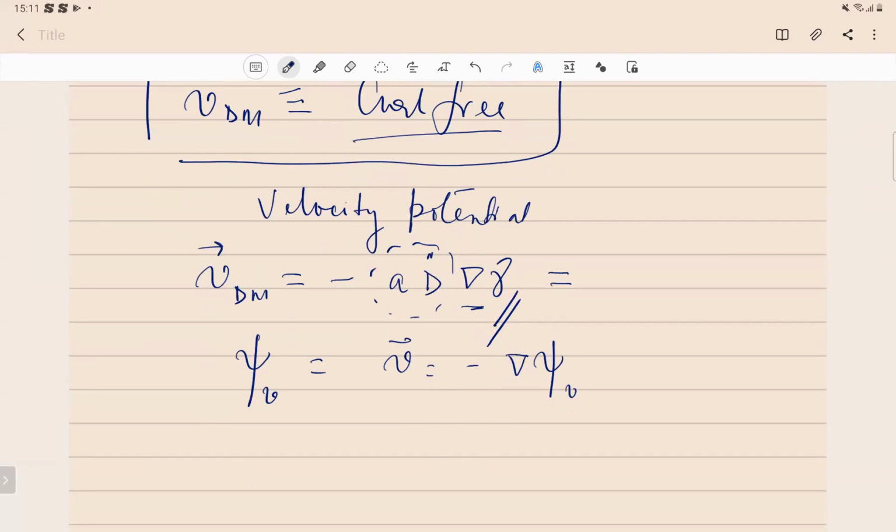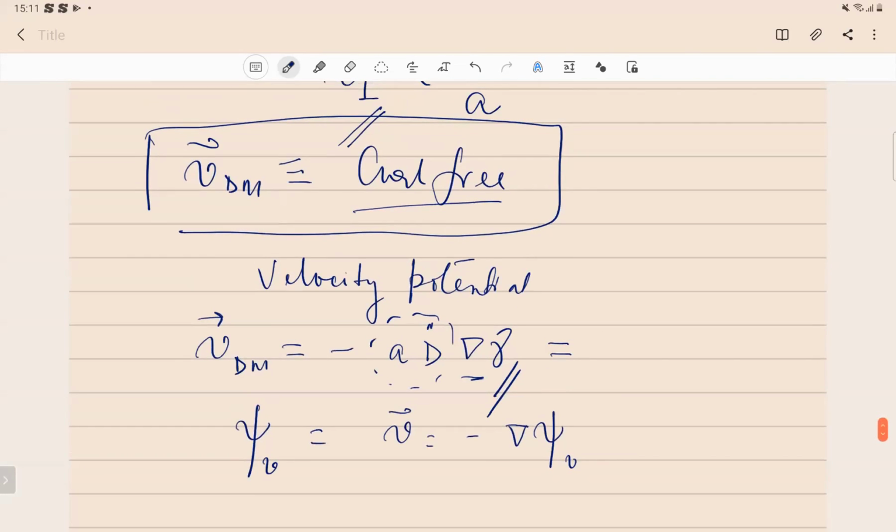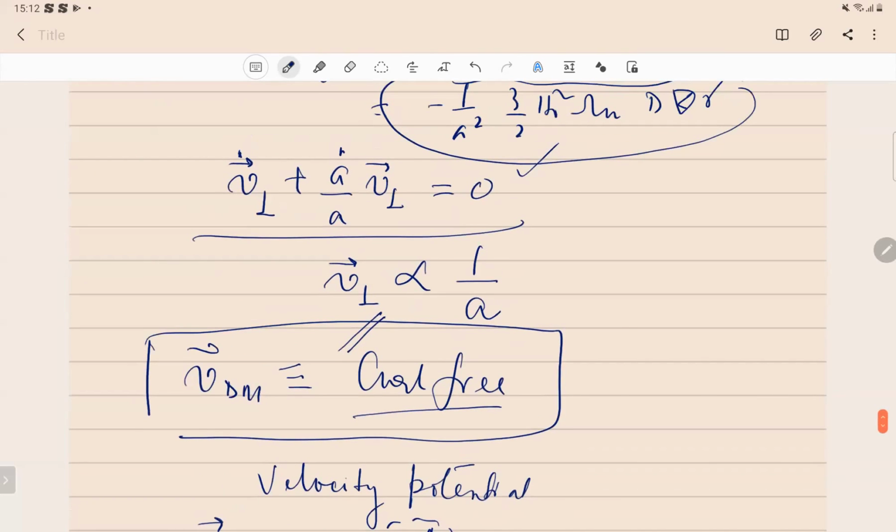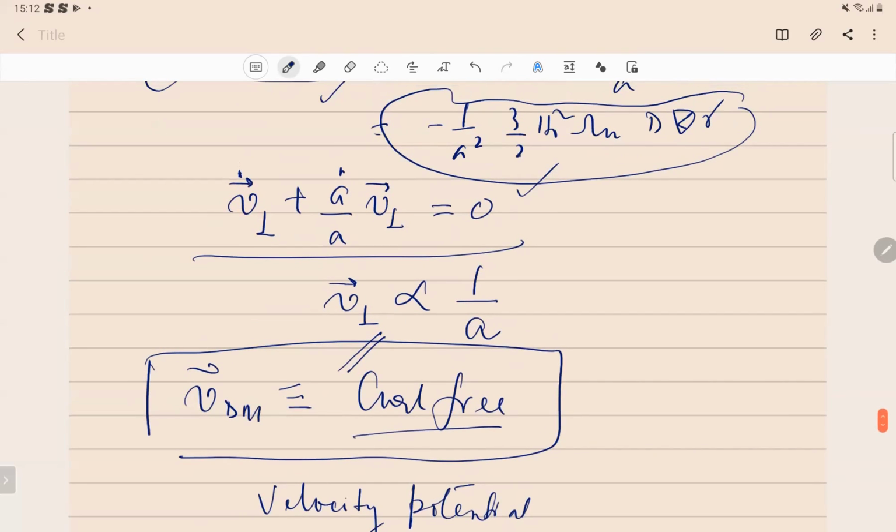Hi, Tapomoy, can I ask a question? Yes. So this curl term, how fast does it decay, and for different epochs of the universe? So this, which term? This term.